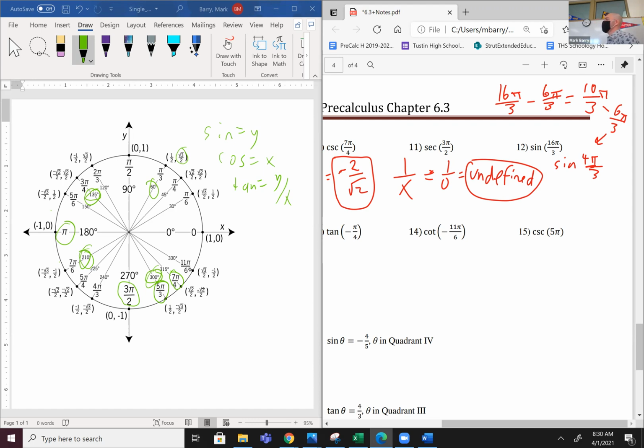So 4 pi over 3 is not our answer. We have to go to 4 pi over 3 on the unit circle, which is in the bottom left quadrant, the third quadrant. We know sine is the y value, so the y value at 4 pi over 3 would be negative radical 3 over 2, so that is our answer.